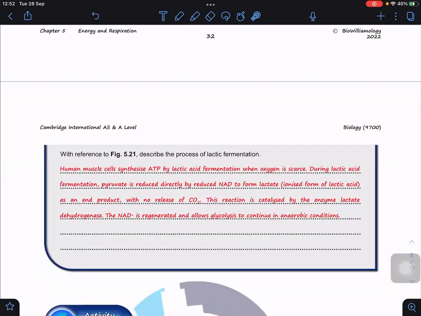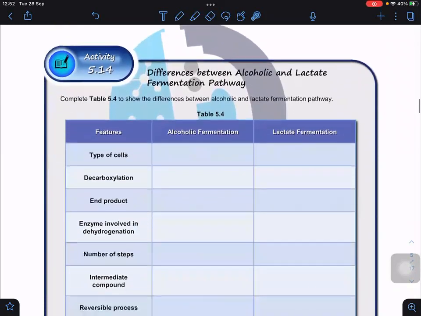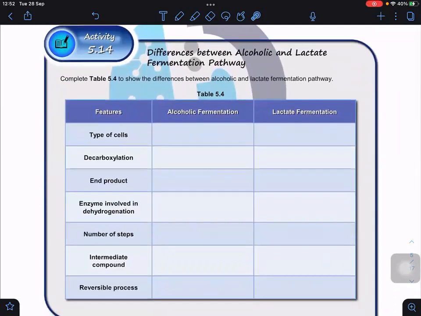So let us compare these two processes I've done for this part. You can take a photo if you need. Okay, so now next, let us compare the differences between the alcoholic and lactic fermentation pathways.